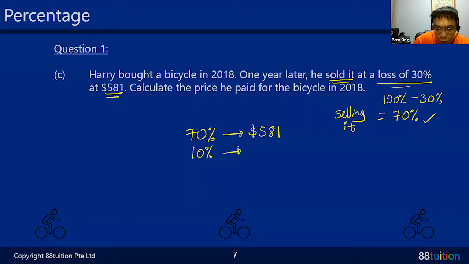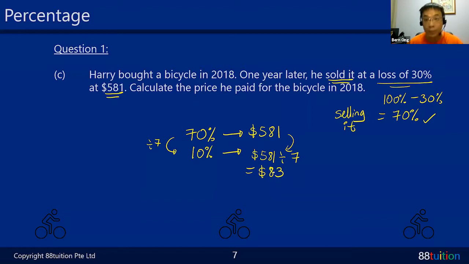You do something called rate here. 70, how to get to 10? You divide by 7 here. What you do on the other side? You divide by 7 also. Whatever you do on the left, you just do on the right. It's perfectly fair. 581 divided by 7 will give you $83. Can you see?